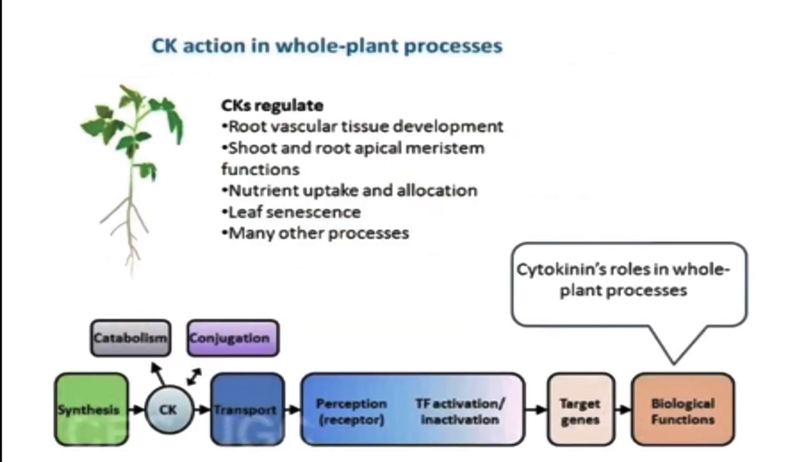Here we can see cytokinin action in whole plant processes. Cytokinins regulate root vascular tissue development, as we saw in the earlier slides, and shoot and root apical meristems. In other functions, cytokinin helps in nutrient uptake and its allocation to different parts. It delays senescence and acts in many other processes. Now, cytokinins are synthesized by the condensation of an isopentenyl group with the amino group of AMP. Here in this flow chart we can see that cytokinins are synthesized, catabolized, conjugated and then transported. And cytokinins also form conjugates with sugars and are metabolized by oxidation processes.